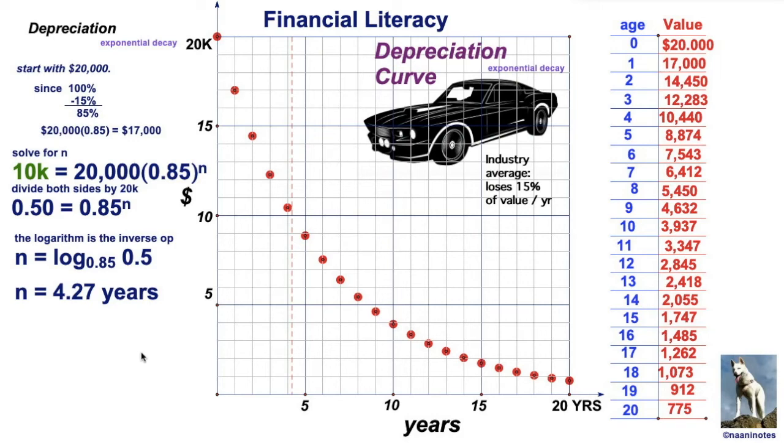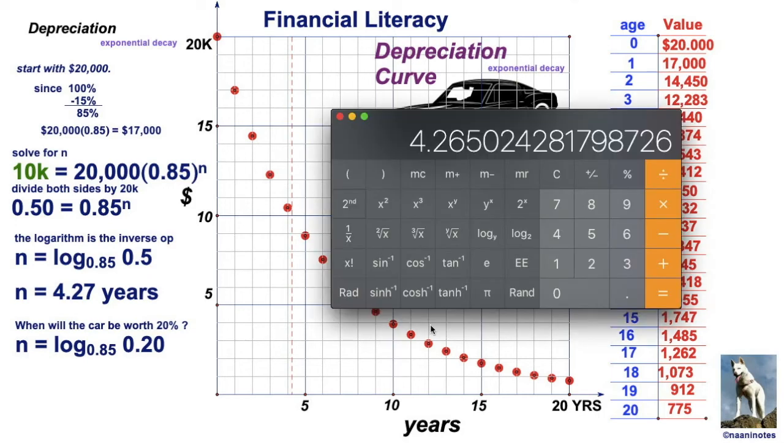Now, it stands to reason that, well, we did it for half value or 10,000, we can do it for any value we want. When is my car going to be worth, of my $20,000 purchase, when is it going to drop down to $4 grand or 20%? Well, I'm just going to express it as a percent and get rid of that 20,000 right away. You see now, I can solve the exact same way. I'm going to pull this out. We're going to clear. And we're going to say 0.2.